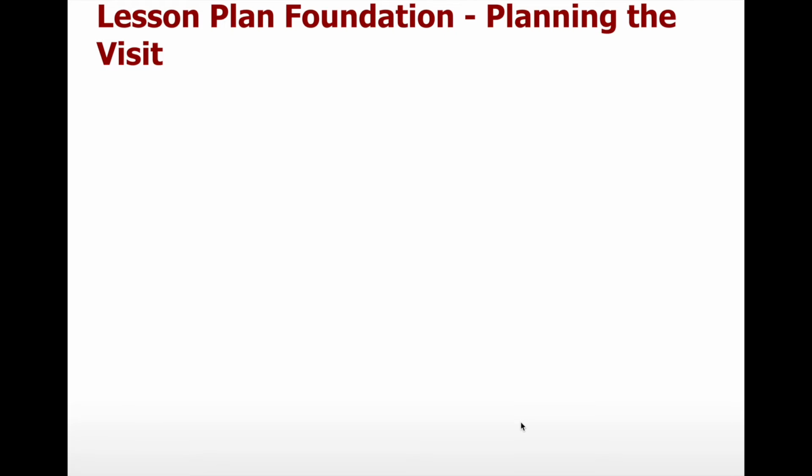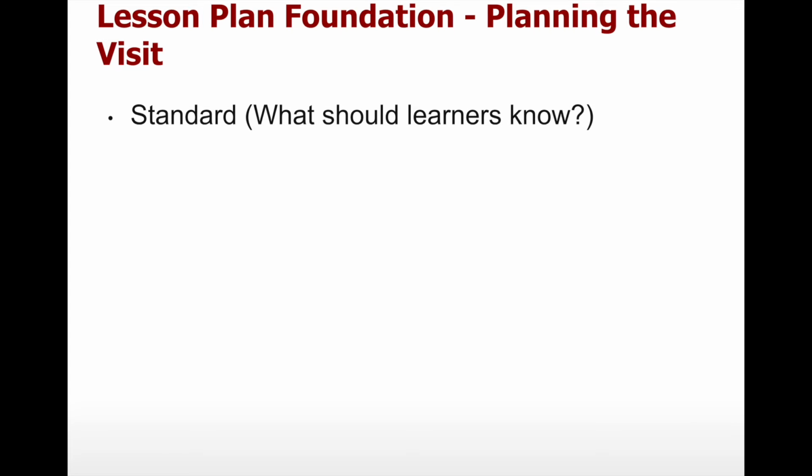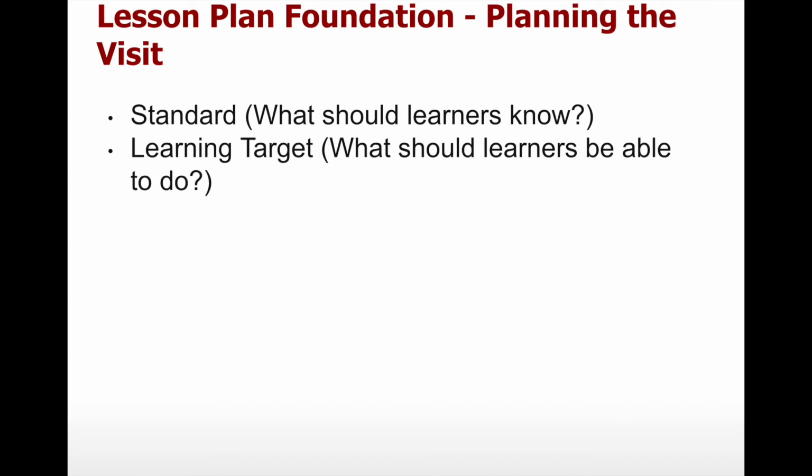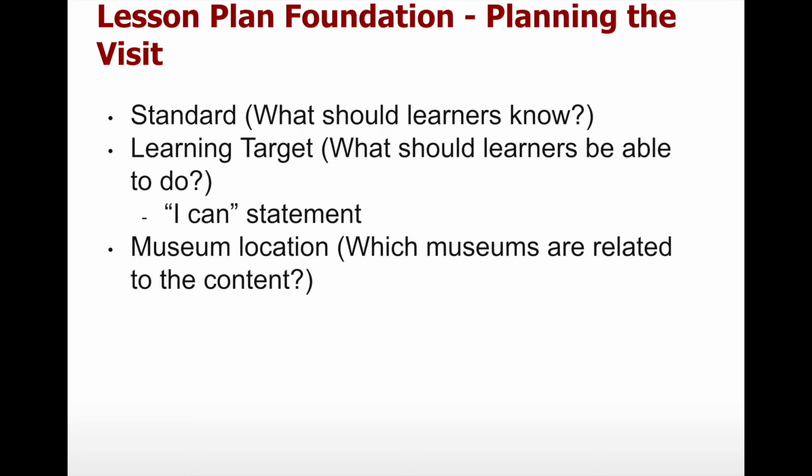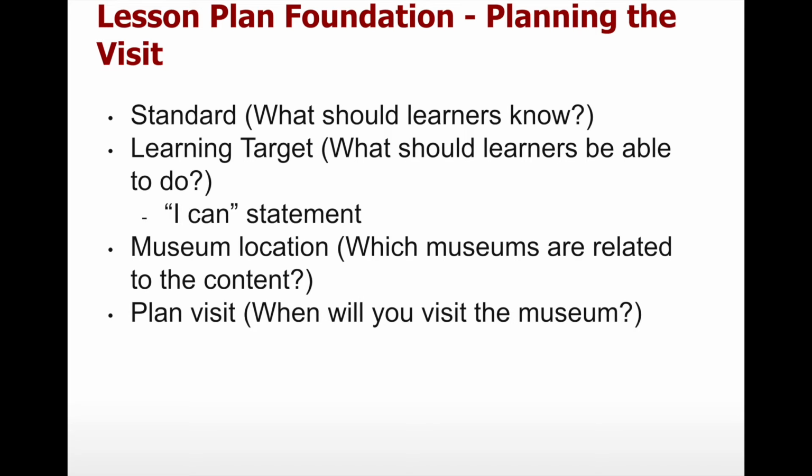Okay, so the first thing we want to do before actually developing the lesson is planning the museum visit. And there are several key things that you want to look for when planning a visit. So the first is the standard. So what should learners actually know? You want to create a learning target. So what should learners be able to do by the end of their museum visit? And more often than not, that's written as an I can statement. From there, once you have the standard and learning target, you can select a museum location that's related to your content. And then you can begin planning the visit.